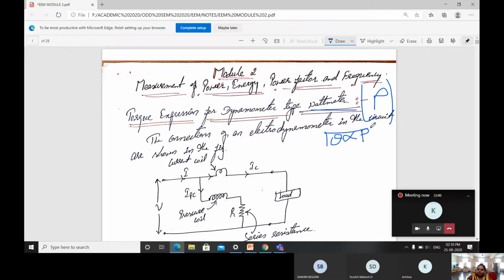Here is our destiny. We have to find the deflection, by how many degrees it is going to deflect. That angle is nothing but the power, how much power it is consuming. That we have to determine from the derivation. This is very important in the second module for 8 marks.